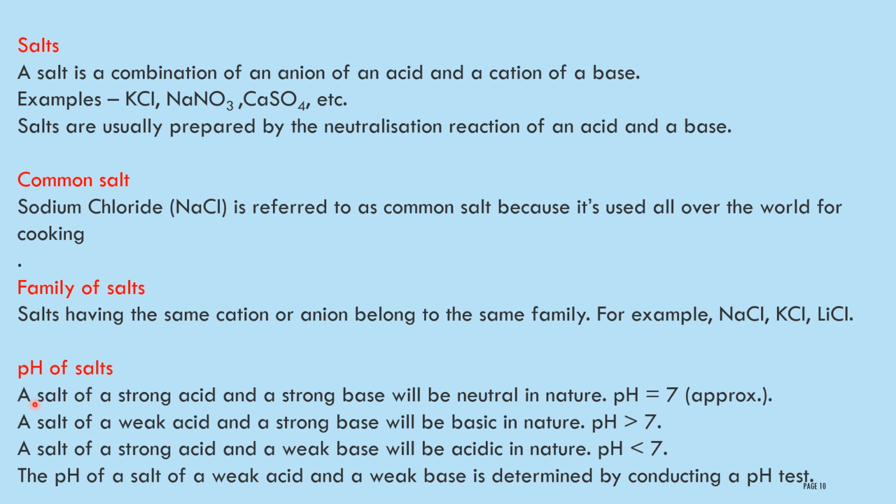Then next, what is meant by the pH of salts? How do you determine the pH of a salt? If a salt is a combination of a strong acid and a strong base, then the nature of the salt will be neutral. The pH should be 7. A pH of 7 indicates the salt is neutral in nature.